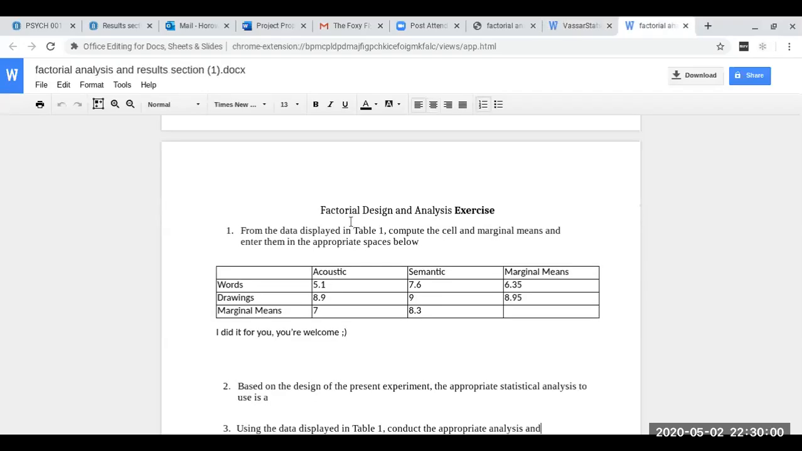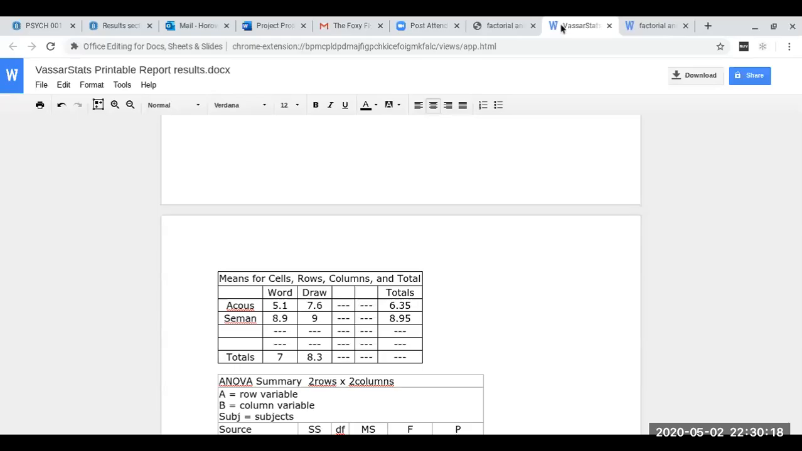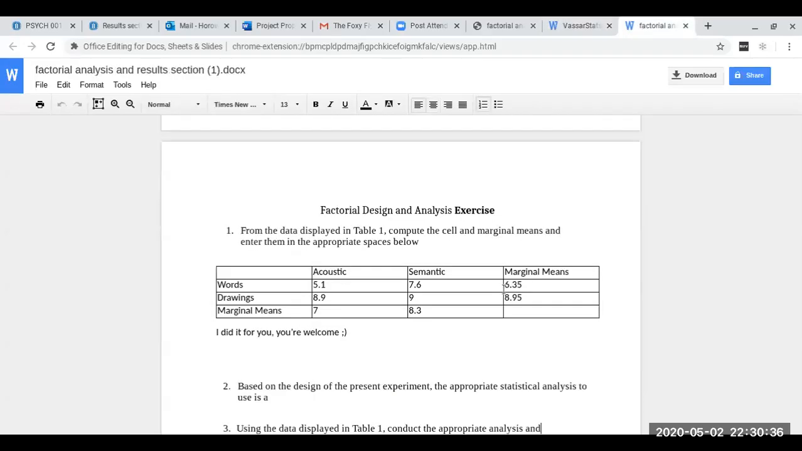This is the one that I asked you guys to fill out, and look, I did it for you. You're welcome. Acoustic words has an average of 5.1 correct answers, semantic 7.6, acoustic drawings 8.9, semantic drawings 9. I gave you those marginal means just like I did for the Vassar Stats page. By the way, vassarstats.net, I think it is the statistics website, so you can do this for free without a statistical program. You don't need to, but I'm just letting you know. So again, I already gave you the answer for number 1. You're welcome.